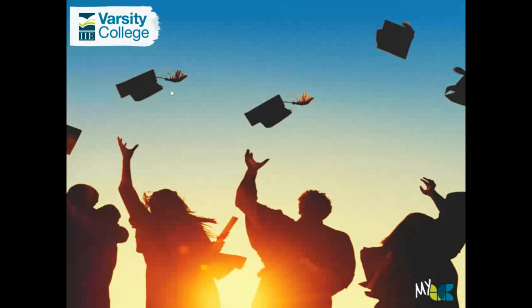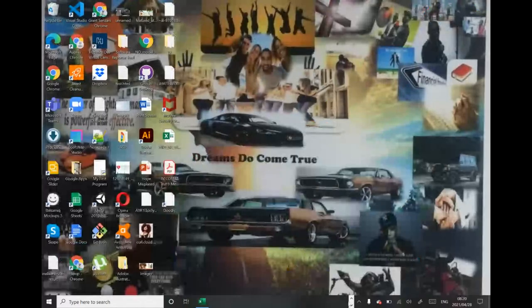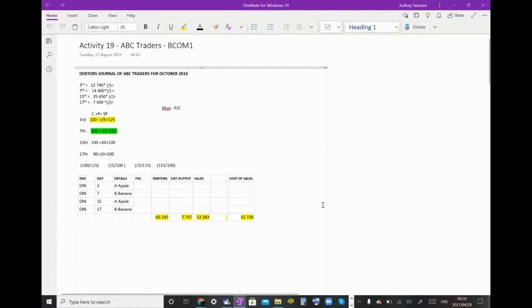Now, what I want us to do is to open our work packs. I hope you guys brought those along. If not, at least I know it's on the WhatsApp group. So I want us to do the activity, what is this, 19? ABC Traders, in the work pack. I want us to go through that, complete that, and then we'll call it a day.